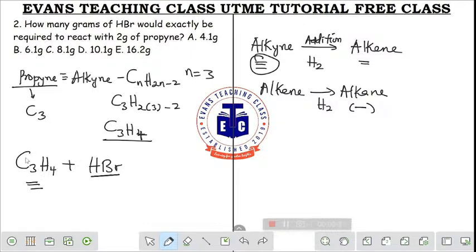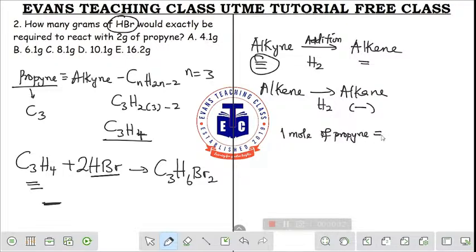The question is how many HBr do you need to convert this propyne to a saturated hydrocarbon? That is, you want to make it single bond. So it means you need 2. Let's add everything together. So it will now be C3. How many H do we have? We have 2 hydrogen plus 4 hydrogen, what do we have? 6. Then you have 2 bromine here, it will not be Br2. So that's how to get it. Now look at this: 1 mole of propyne.